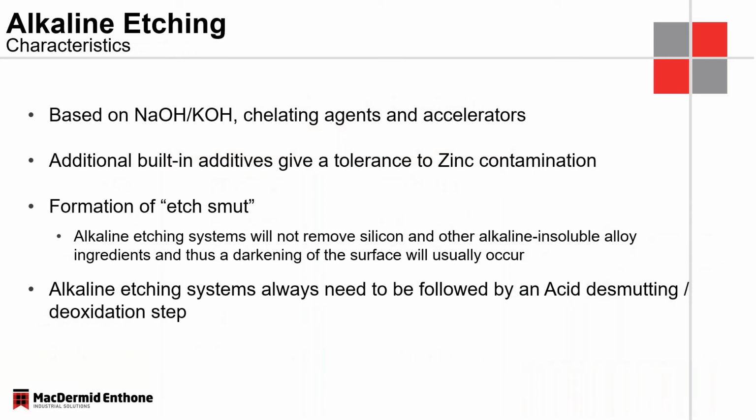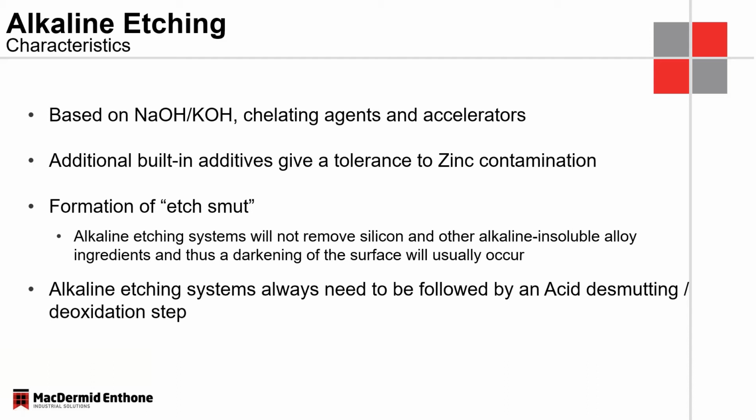So these aluminum etches, alkaline etches, they're based on sodium hydroxide, potassium hydroxide. There's some chelating agents in there to make sure that the aluminum does not precipitate, and there are also some accelerators to facilitate the removal of aluminum from the surface.